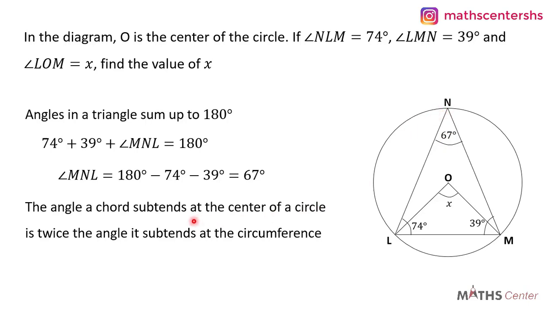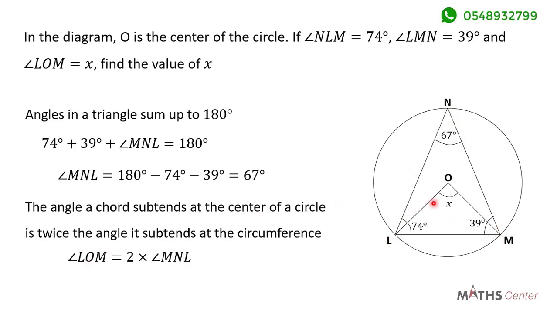The theorem here says that the angle the chord subtends at the center is twice the angle it subtends at the circumference. This means that from our diagram, the angle the chord subtends at the center, which is angle LOM, is equal to 2 times the angle it subtends at the circumference, which is angle MNL.